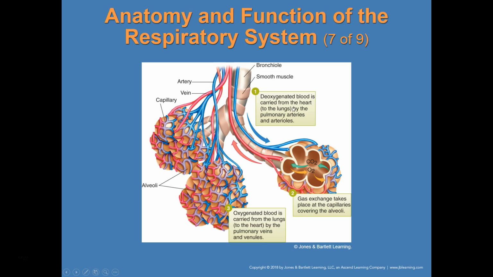We got our deoxygenated blood carried from the heart to the lungs by the pulmonary arteries. Right there in the alveoli, the gas exchange takes place at the capillary level. Those capillaries are covering all those alveoli. And then oxygenated blood is carried from the lungs back to the heart by the pulmonary veins and venules.